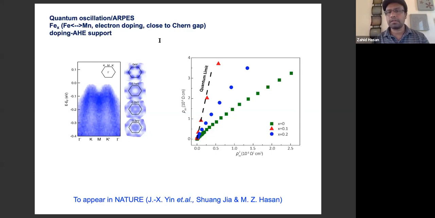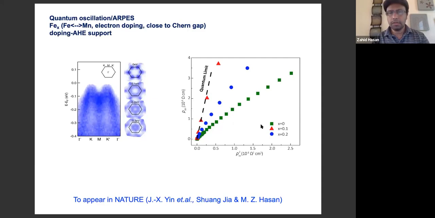We also figured out how to dope the system. If you replace manganese by iron, with x equal to 0.1, then you can reach the quantum limit. And when you dope it more, with further electron doping, you move away. So this is ongoing research, but this is very exciting.